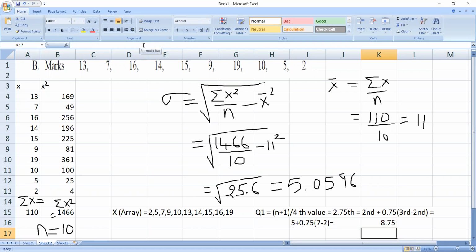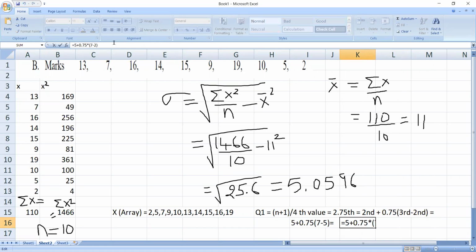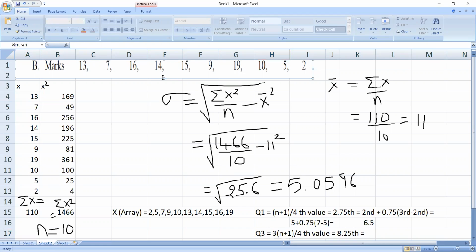Q1 comes to, so 7 minus 5. And compute Q3 similarly and substitute them in the formula of QD and coefficient of QD. Formula for Q3 or its position is 3 times of n plus 1 by 4th value of x, which simplifies to 8.25th value. Now expand this, substitute and give me the answer for Q3.